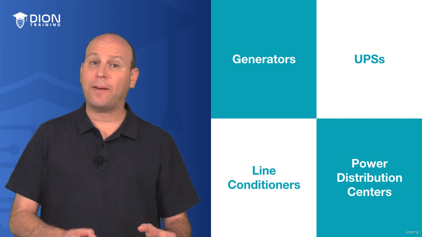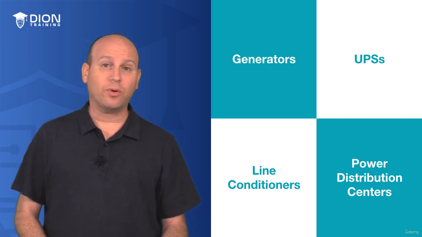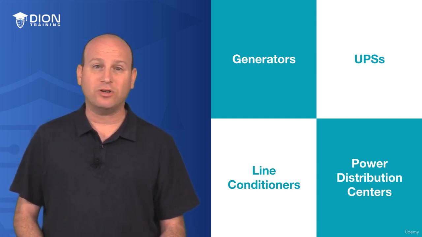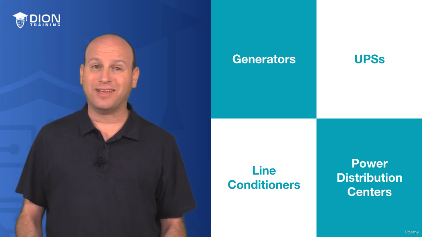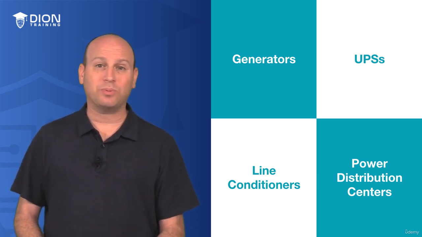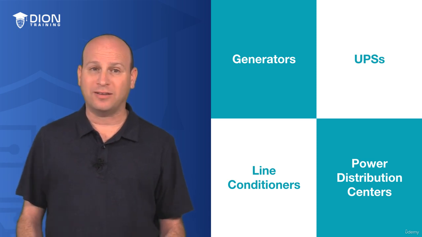Next, we're going to take a look at powering our data centers. Now, here we're going to be focused on essential components like generators, UPSs, line conditioners, power distribution centers, and other things like that that help us ensure a constant power supply is being maintained to all of our data centers.